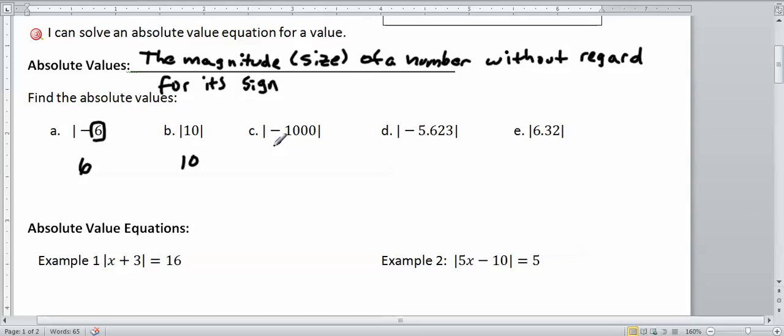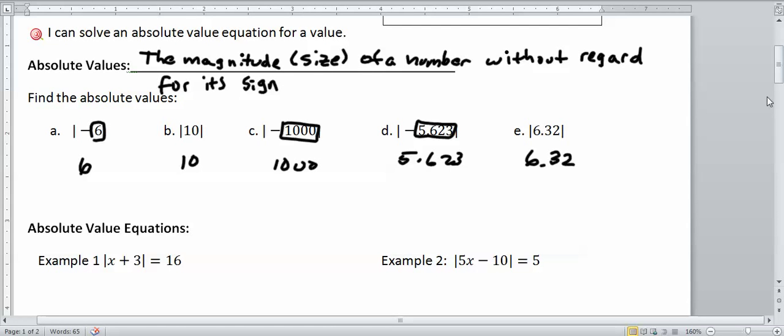All right. So what you should have gotten: we've got the absolute value of -1,000. The size of that number is just 1,000, so the absolute value is 1,000. Absolute value of -5.623. Well, the size of that number is 5.623, so I should just have gotten 5.623. And the absolute value of 6.32, well, the size is 6.32, so it is 6.32.